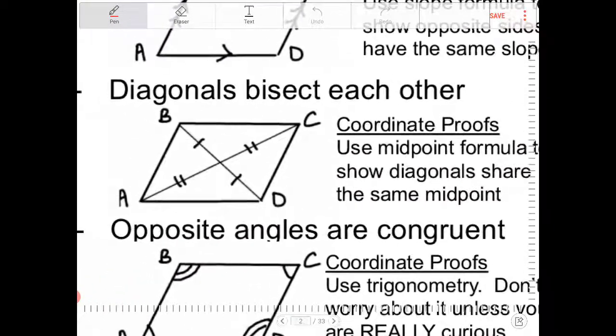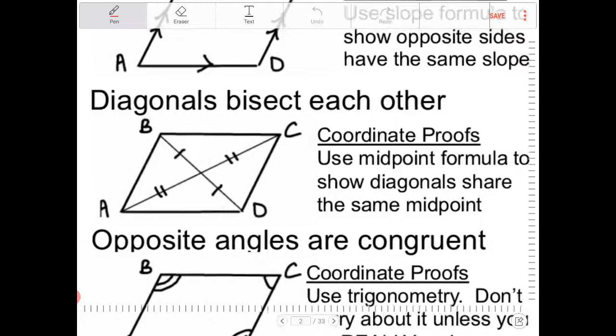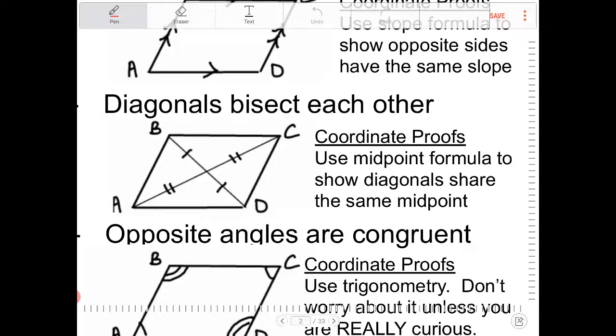Moving on here, diagonals bisect each other. How do you show that diagonals bisect one another? One way to show this is you can certainly show that one half of the diagonal has the same length as the other half, but that is much too complicated. If two line segments were bisecting one another, that would imply that the two line segments would share a common midpoint. Let's just think about that.